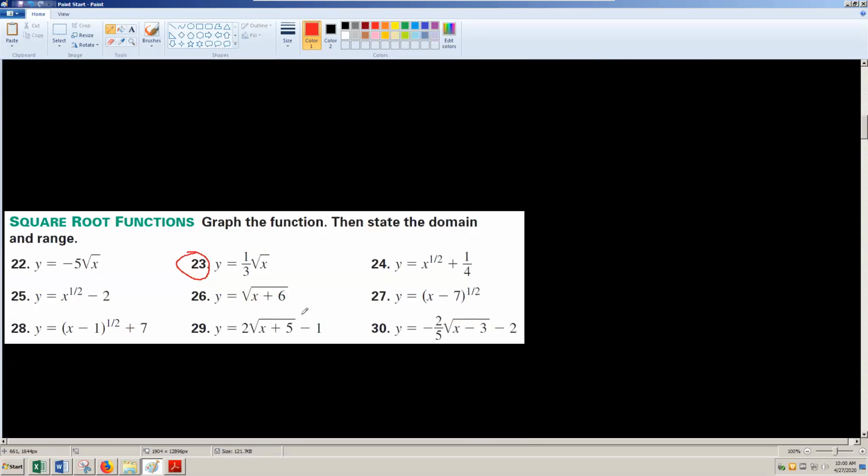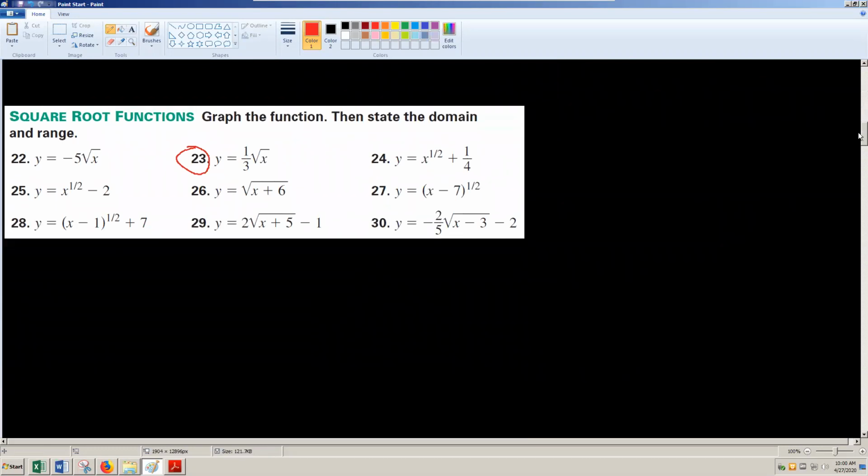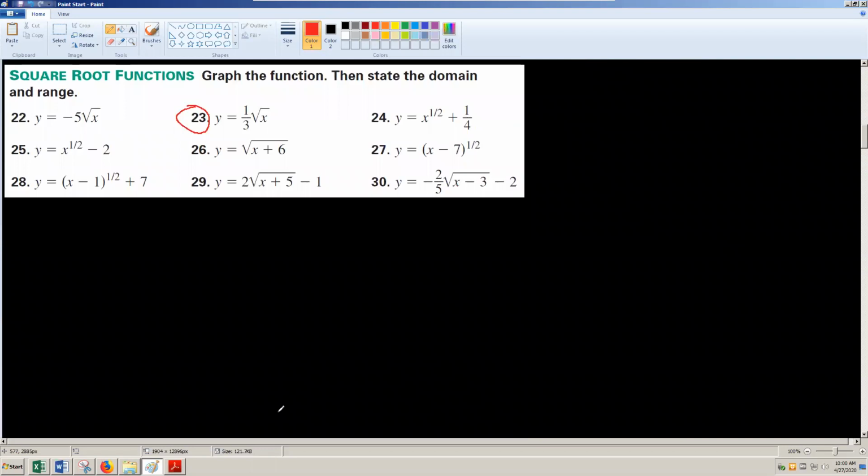Solid. Let's look at 23. So here we're going to actually look at graphing. My graph is not going to be great, and that's okay. I guess I could copy in a blank coordinate plane so I can make it look semi-good. But here I just want to graph the function and state its domain and range.